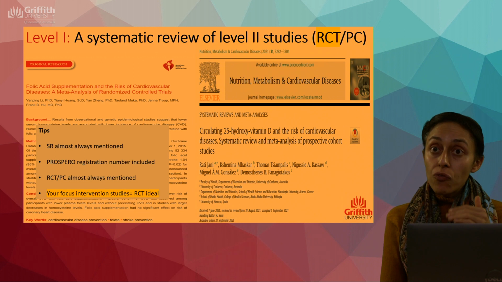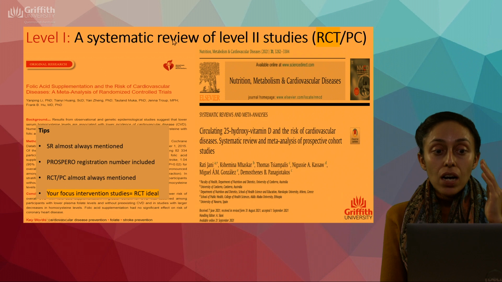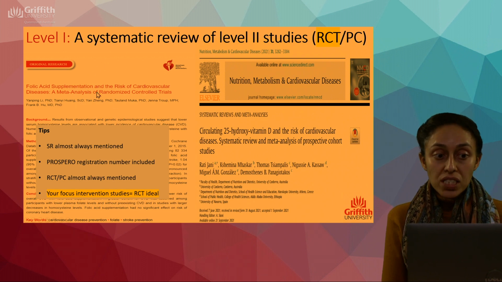Right now I don't want to go further than that because it will confuse you at this stage, but just remember systematic review of randomized control trials. Look where I'm hovering my mouse. This is an example of a randomized control trial systematic review.